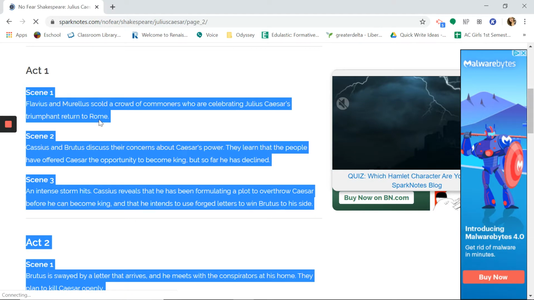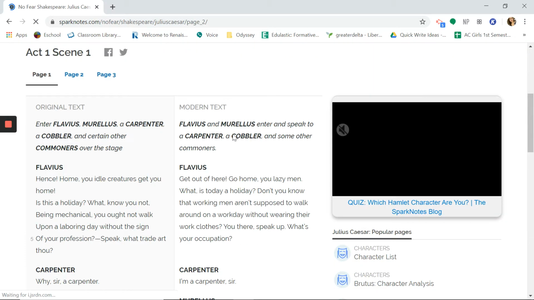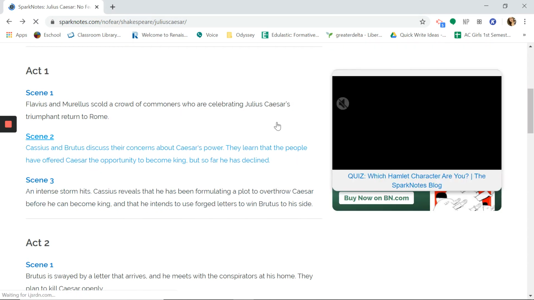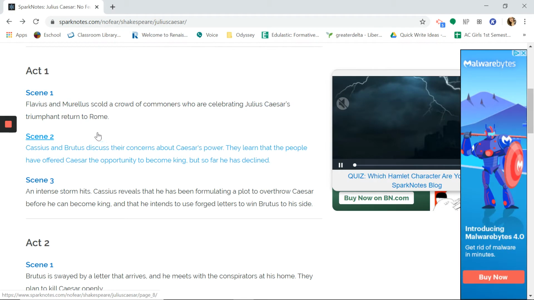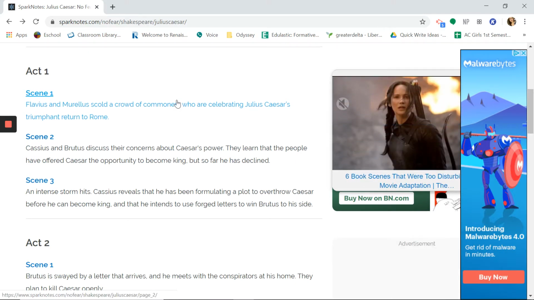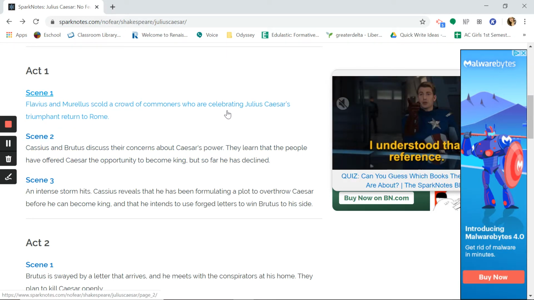There are 5 acts. And actually, I'm going to go back real quick. You'll notice the summary is all one sentence. This is definitely not enough to just read and then keep moving, but it gives an idea of what to expect. So, Act 1, Scene 1, which is what we're doing right now: Flavius and Marullus scold a crowd of commoners who are celebrating Julius Caesar's triumphant return to Rome.